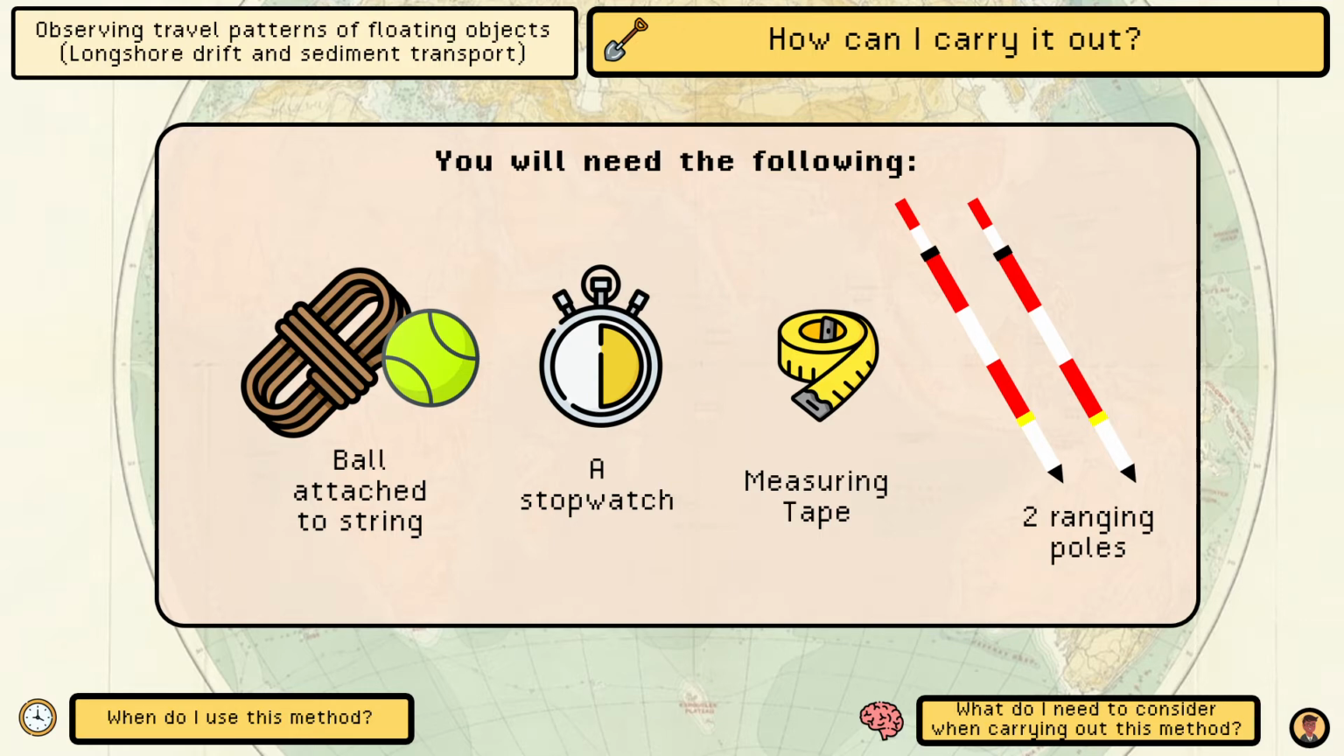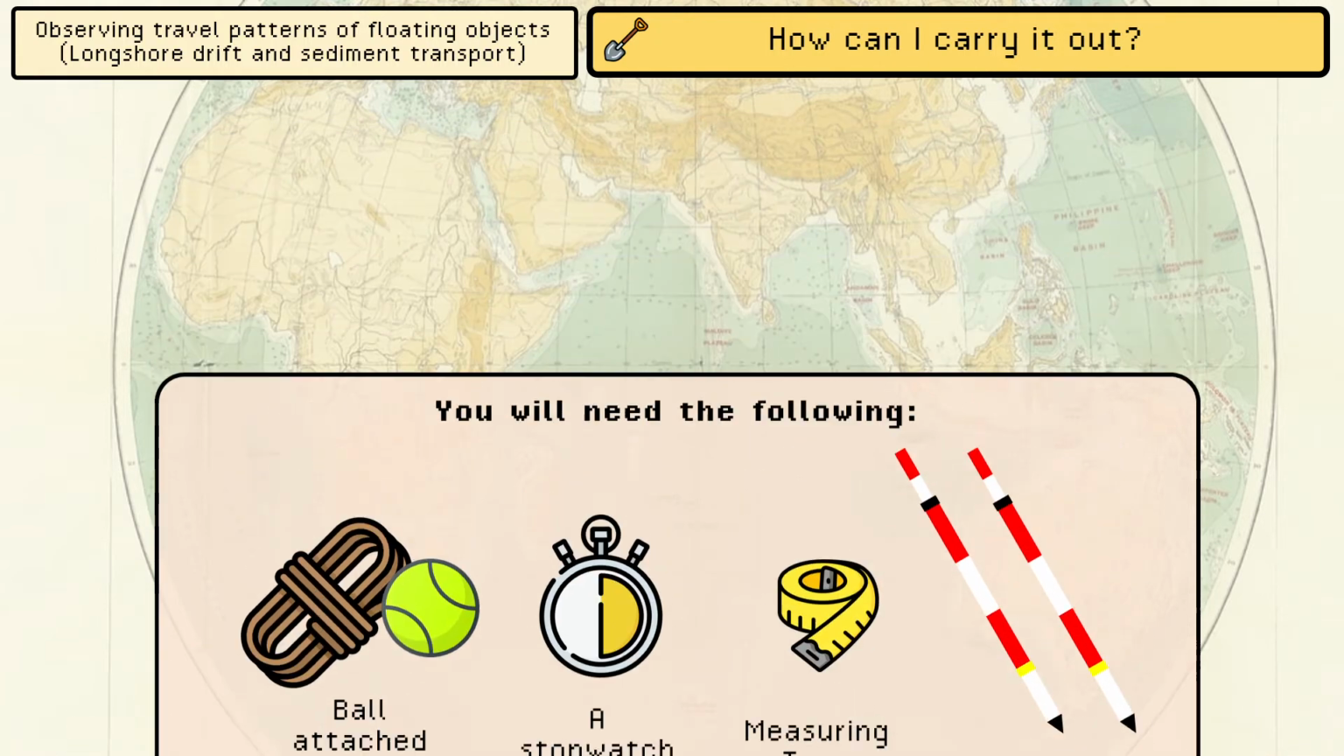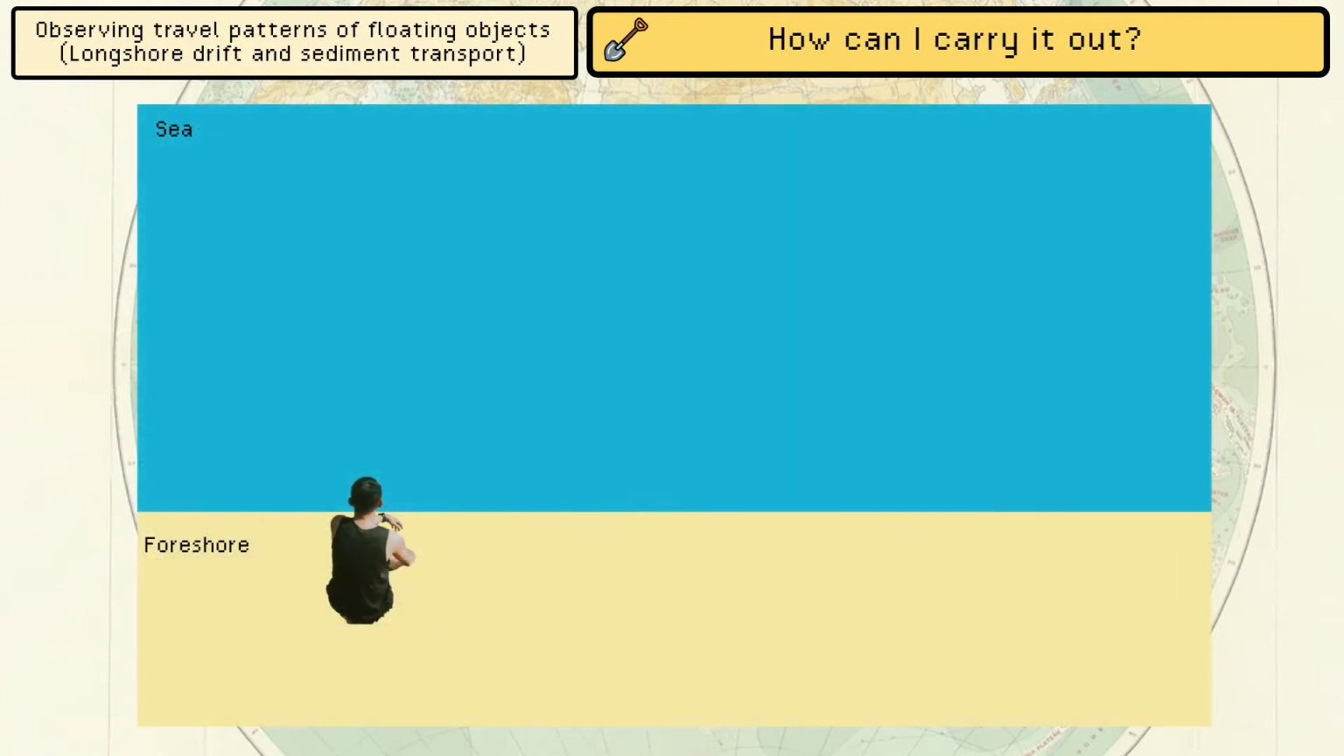Secondly, you need a stopwatch. Third, you need a measuring tape. And lastly, you need 2 ranging poles. So you see how ranging poles are very, very important to coastal GI, because they allow us to carry out our different methods. So now let me explain to you how you will actually do this method step by step.